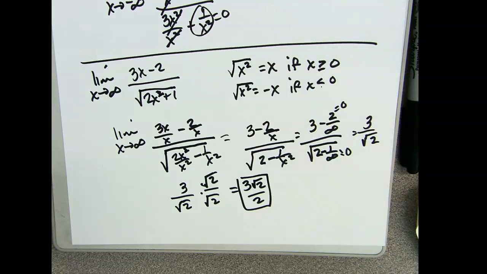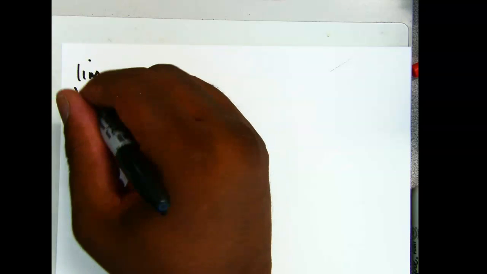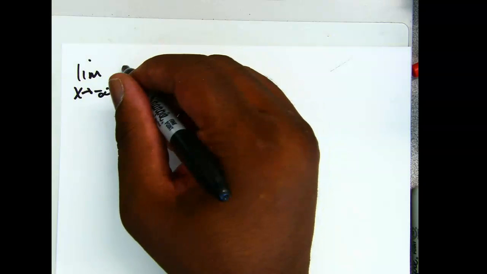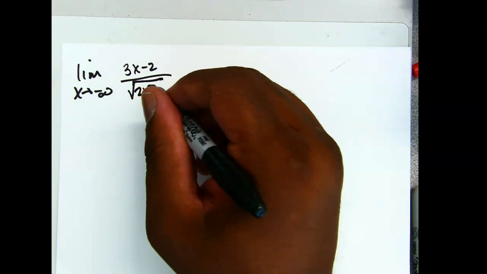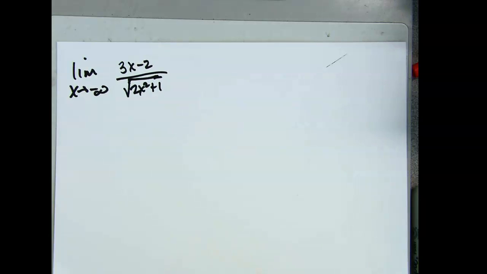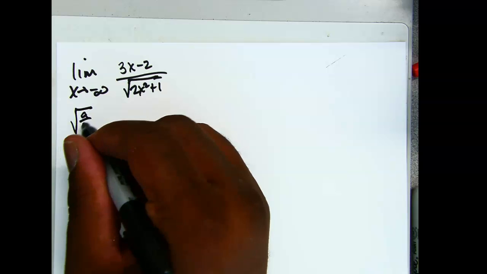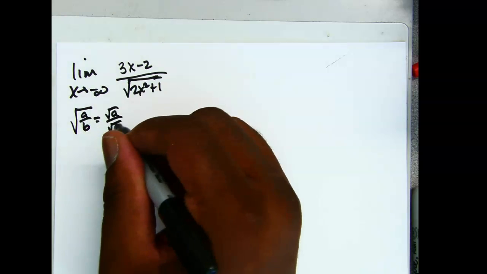Now we're going to take a look at the same problem through a slightly different lens. Okay? So we looked at this problem as the limit as x goes to positive infinity. Now let's take a look at this problem as x goes to negative infinity. So same problem. So the limit as x goes to negative infinity of 3x minus 2 over the square root of 2x squared plus 1. Also keep in mind that the square root of a divided by b is the square root of a divided by the square root of b.